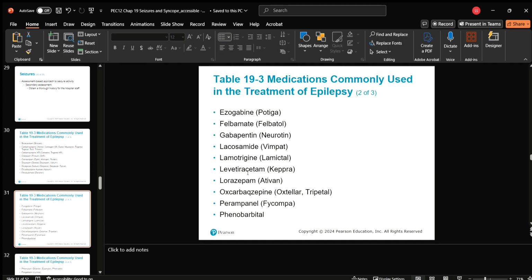Some other medications you might see: lacosamide, that's a very common one, or lorazepam, Ativan, that's another one. Here's probably the most common one you're going to see. When you're doing your write-outs and getting your patient's medications, levetiracetam, also known as Keppra. If they have seizures, they're probably on Keppra.